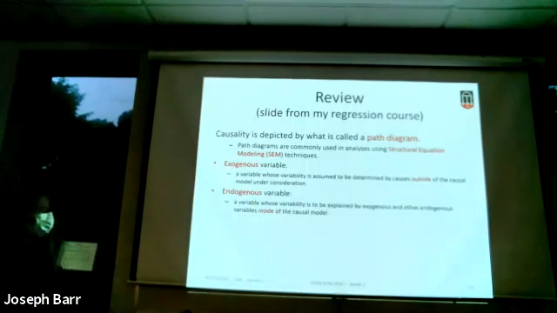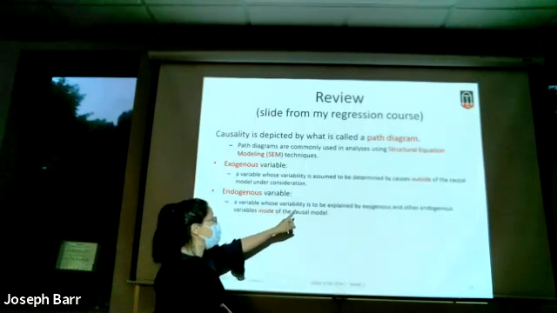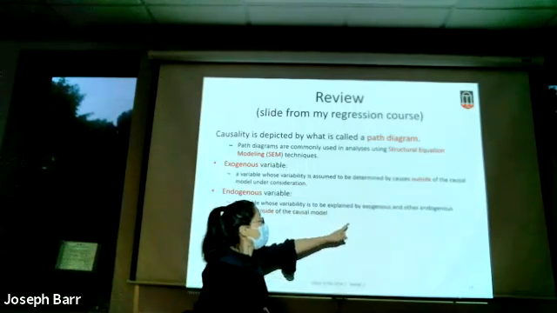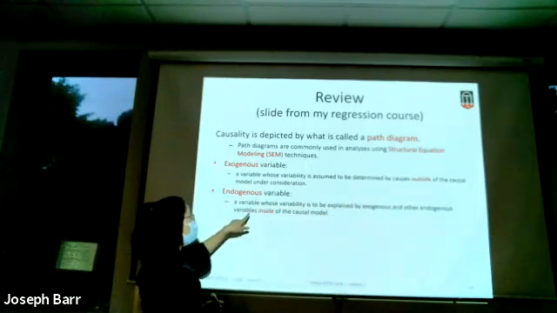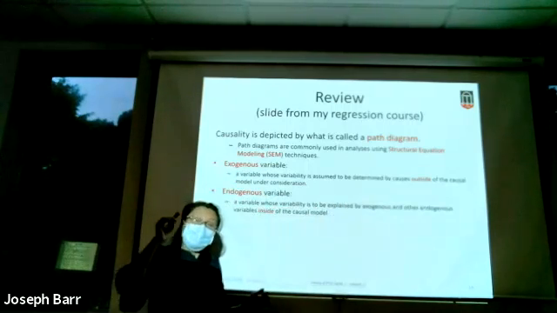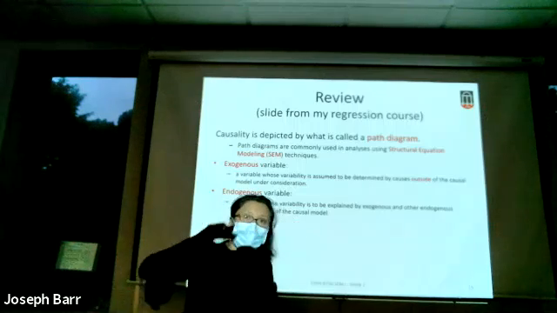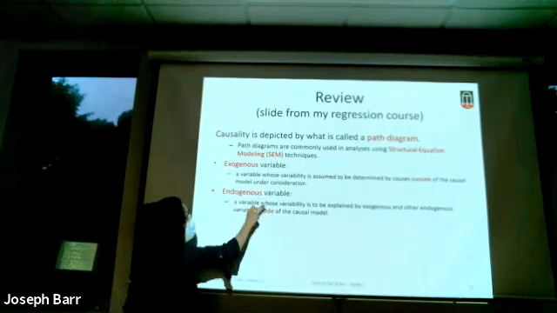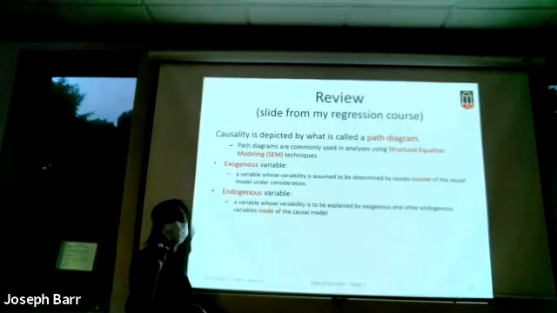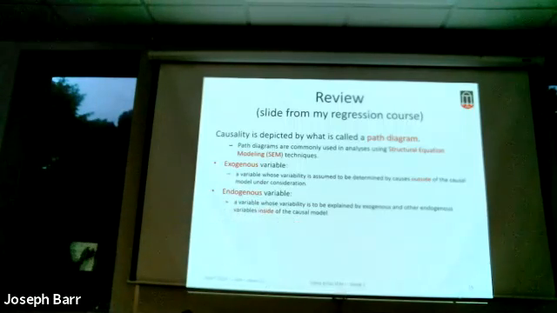We have another type of variable, endogenous variables. So what is the definition? It is a variable whose variability is to be explained by exogenous variables and other endogenous variables inside the causal model. For some variables, the variability is coming from inside the model. That type of variable is called an endogenous variable. I will give you a detailed explanation. Okay, those are definitions. Outside, inside.